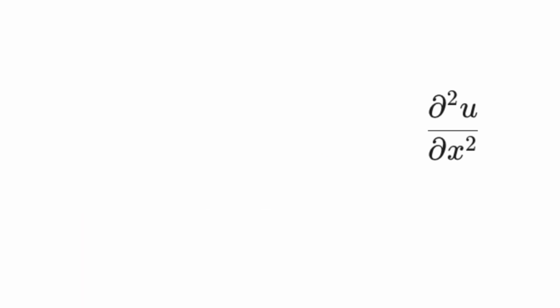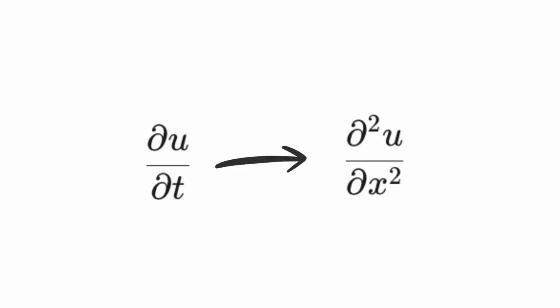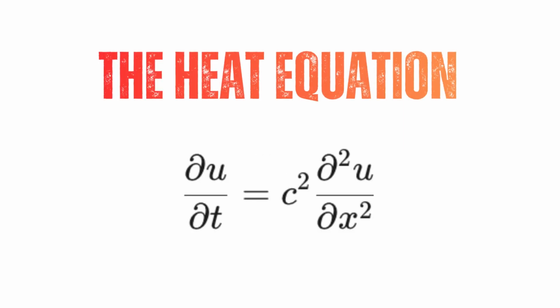Mathematically, this idea is captured using the second derivative with respect to position. If the curvature is negative, meaning the point is hotter than its surroundings, the temperature decreases over time. If the curvature is positive, meaning the point is colder than its surroundings, the temperature increases. So now we can say this: the change of temperature over time is related to the spatial curvature of temperature throughout the rod, and this naturally leads us to the heat equation.